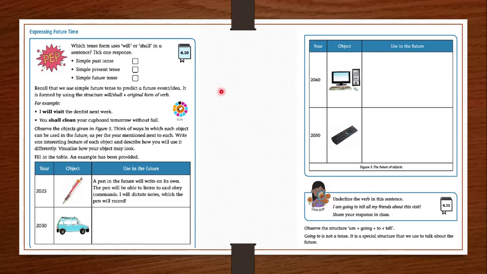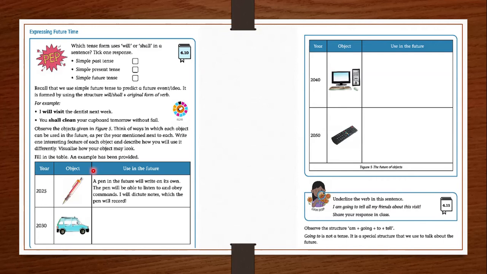Okay, so directly we have jumped into page number 97, that's 4.10. Which tense forms with the word will or shall? And you all gave a good answer, that the simple future tense uses the words will or shall, right? And we have small examples. I will visit the dentist next week. You shall clean your cupboard tomorrow without fail.